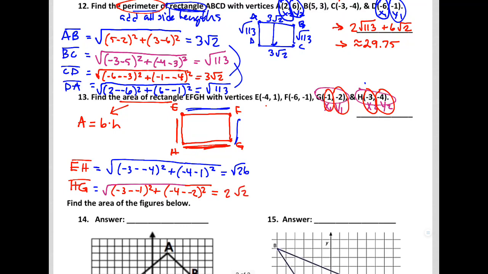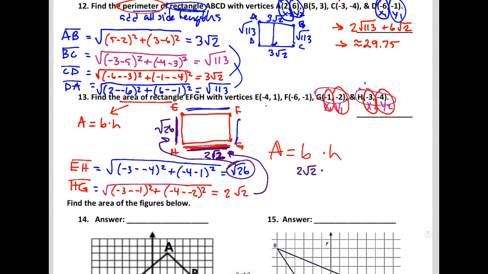So now if we're going to do A equals little b times h, we just found that HG is 2 radical 2. It's an ugly 2, but it's a 2. And then our height, which is our EH here, is radical 26. So that goes here, radical 26. So we just have to do 2 radical 2 times radical 26.